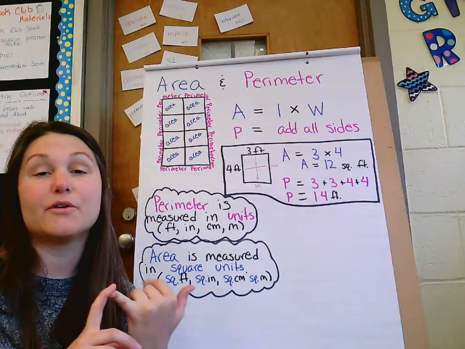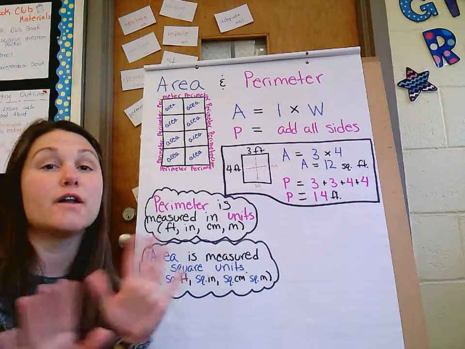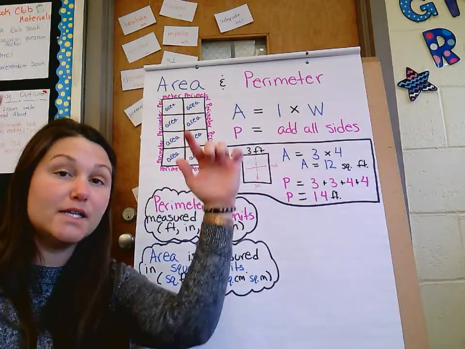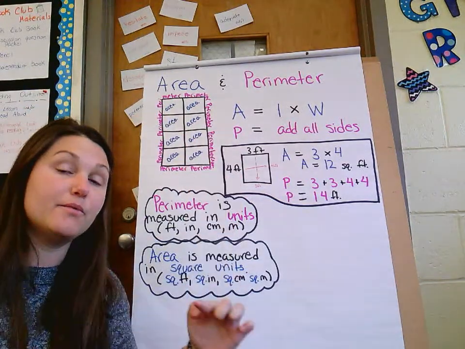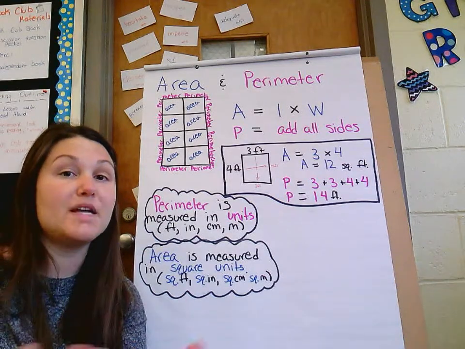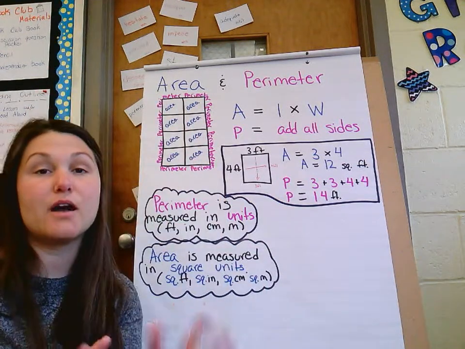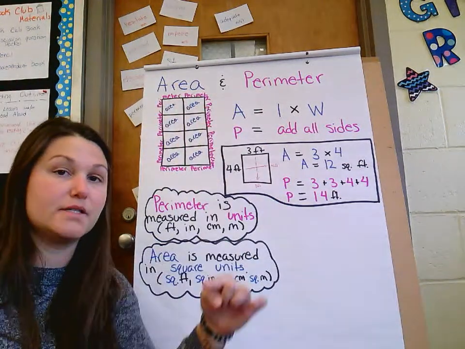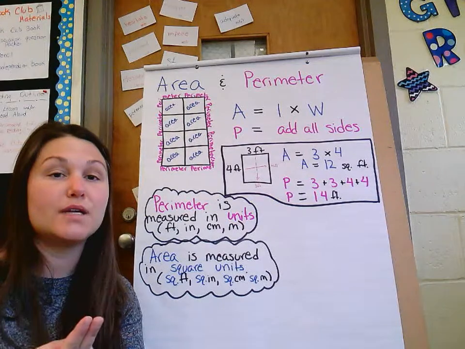If you're figuring out how much grass seed you would need to cover your yard, that would be area because you're covering the figure. If you want to know the fencing around your yard, that would be perimeter because it's around the edge. Those are just 2 examples. Painting a wall would be area because you're covering the wall. Putting a border around that wall would be perimeter because it's around the edges. So those are 2 things to keep in mind.